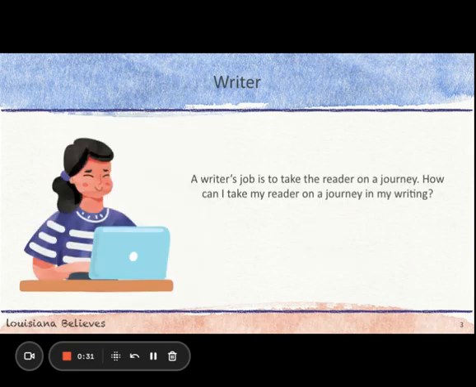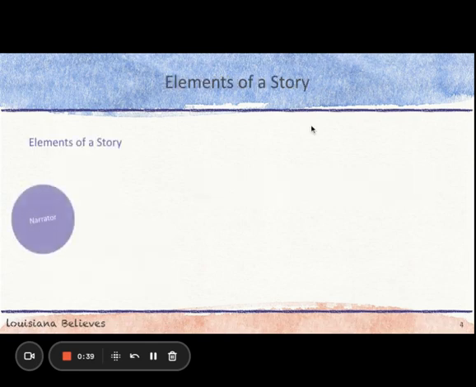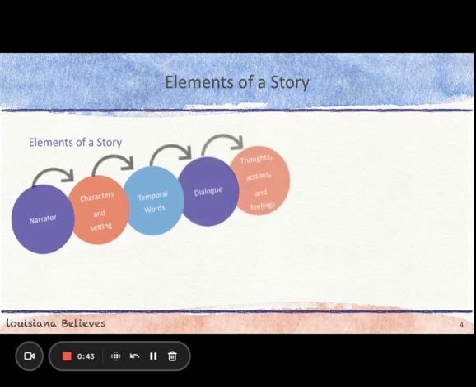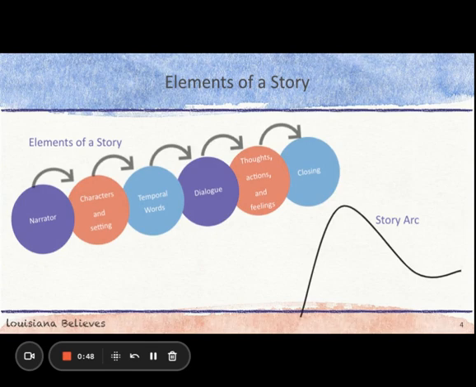A writer's job is to take the reader on a journey. How can I take my reader on a journey through my writing? Narrative stories include many different elements. In this video, you will learn about each part of a narrative, including a narrator, characters and setting, temporal words, dialogue, characters' thoughts, actions and feelings, and how to add a sense of closure.